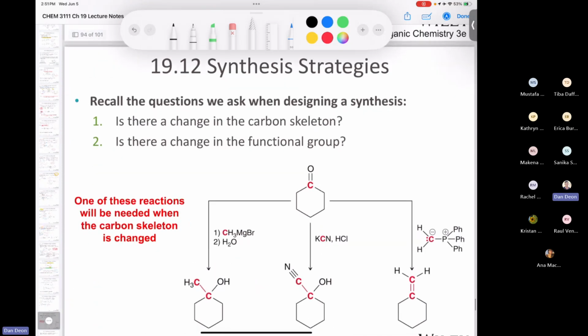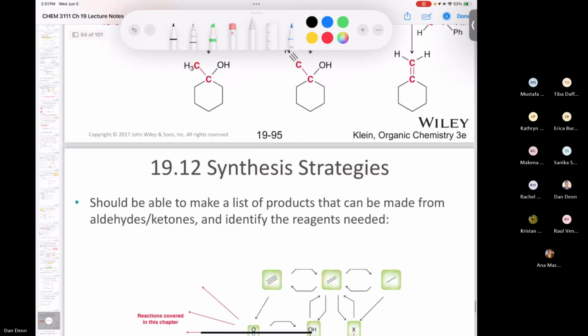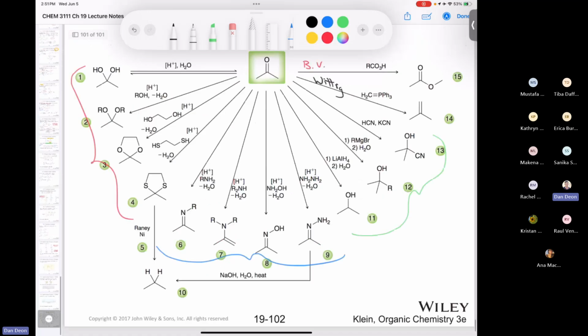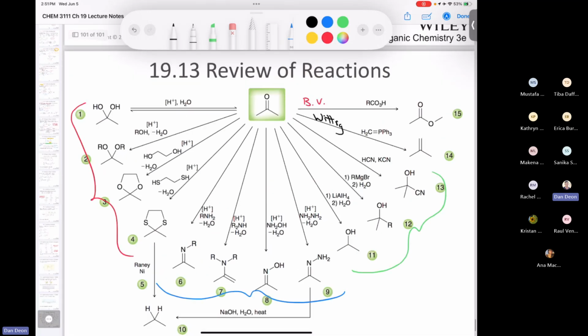So that covers all of the new chemistry in this chapter. Okay, we've covered all the reactions. I can prove it to you. We go down to the very bottom. So today, going backwards, we covered the Baeyer-Villiger. That was number 13. Then we covered the Wittig. We also covered the Horner-Wadsworth-Emmons, which is a variation on the Wittig.